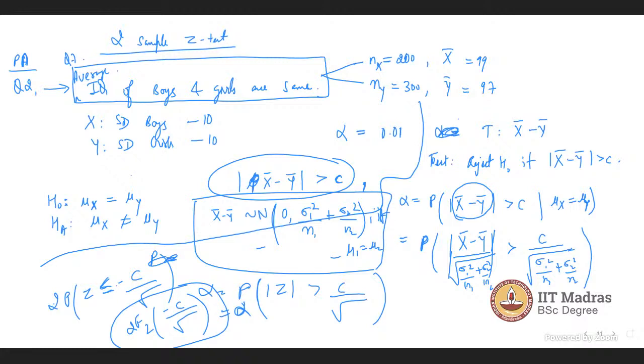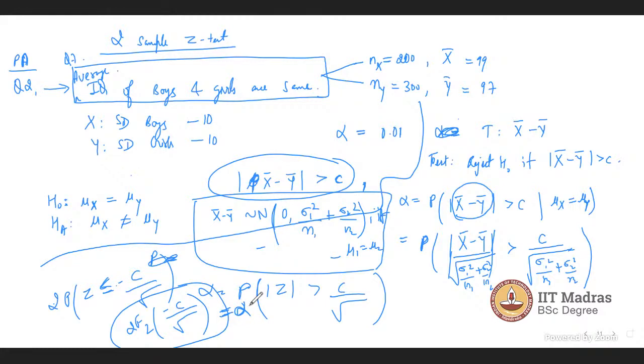Ma'am, one more thing in this question. We have to find the value of P. After finding the value of C, we have to put the value here and we will get the P value. Am I right? In the same question, the equation is 2 phi of minus c upon the square root of something. Yes, so that is alpha. Okay, thank you.